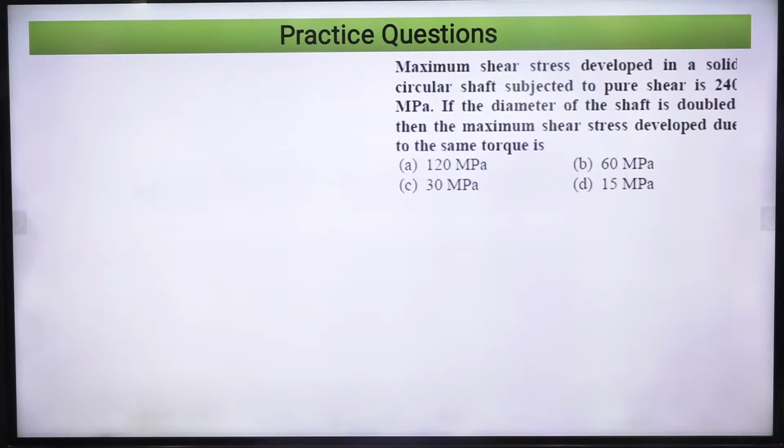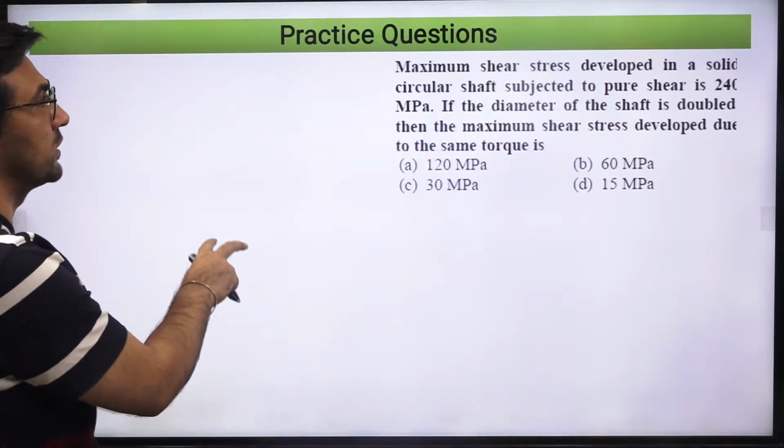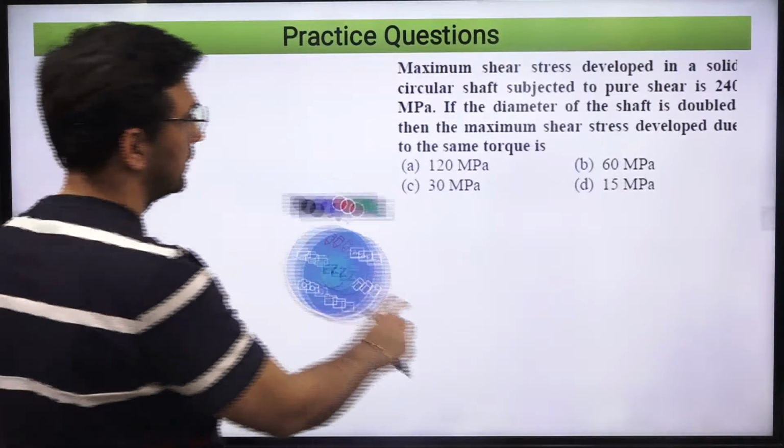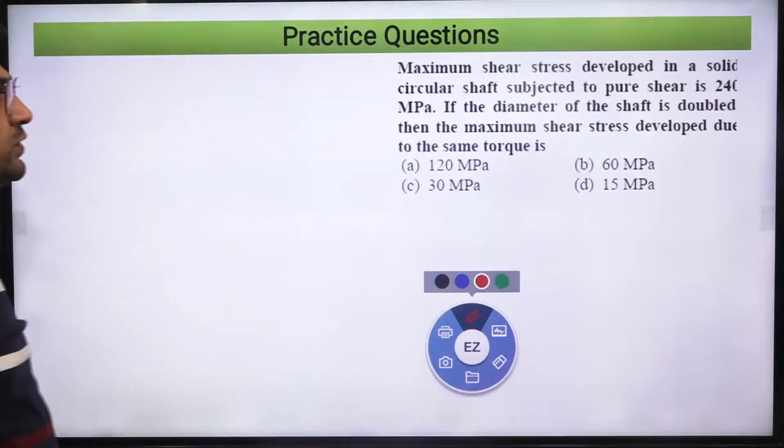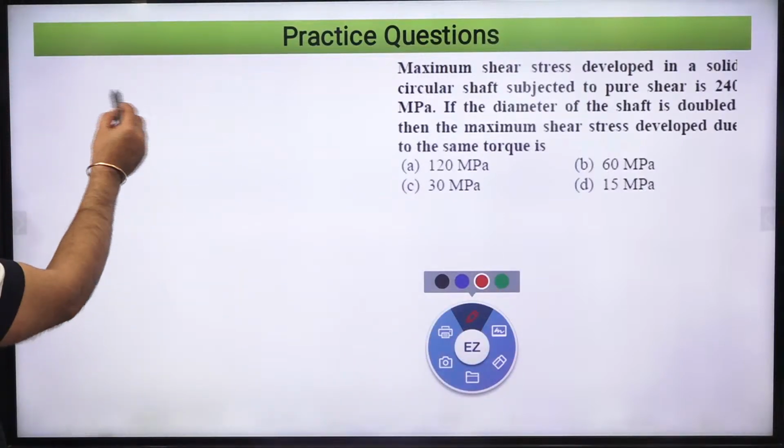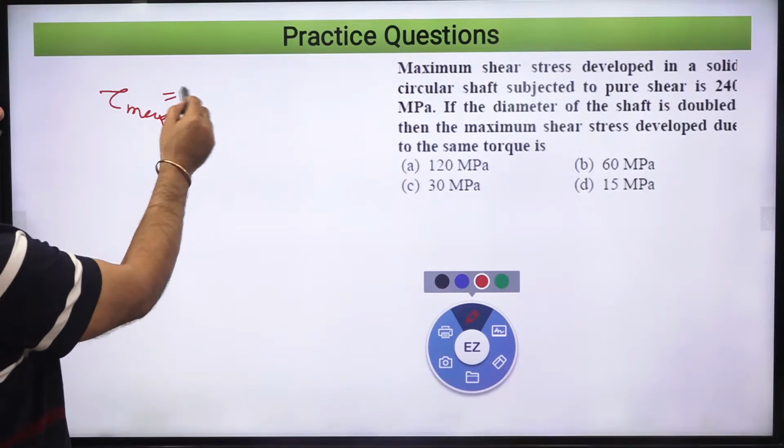Okay. Go through this. Maximum shear stress developed in a solid circular shaft subjected to pure shear is 240 megapascal. If the diameter of the shaft is doubled, then the maximum shear stress developed due to the same torque is how much? Maximum shear stress developed in the solid circular shaft is this. So maximum shear stress developed is, let's say, 240 megapascal.